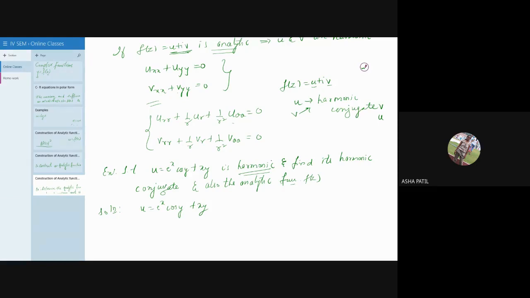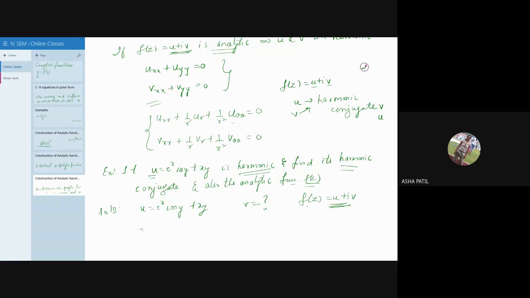So here the question asked is, find its harmonic conjugate. That means u is given, we need to find what is v. We have to find v, the harmonic conjugate, and also the analytic function f of z is equal to u plus iv. If you know u and v, we can find f of z in terms of z. So u is given as e raised to x cos y plus x into y.